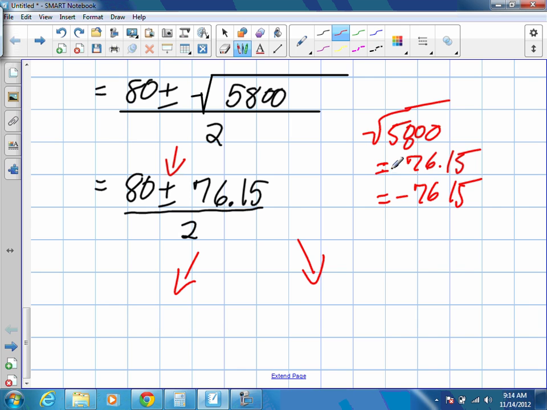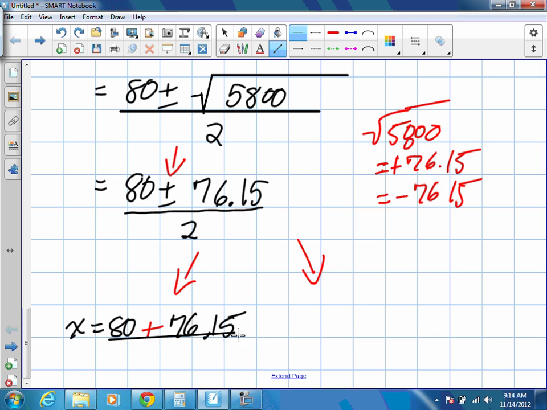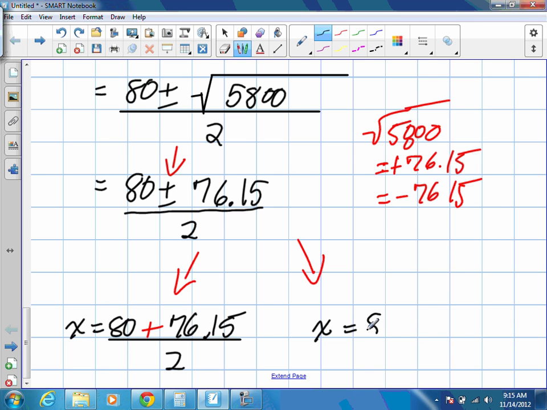In one of the equations, we're going to get x is equal to 80 plus 76.15 divided by 2. And the other equation, what's it going to read? That's right, 80 subtract 76.15, divided by 2. There are 2 answers when we root something.